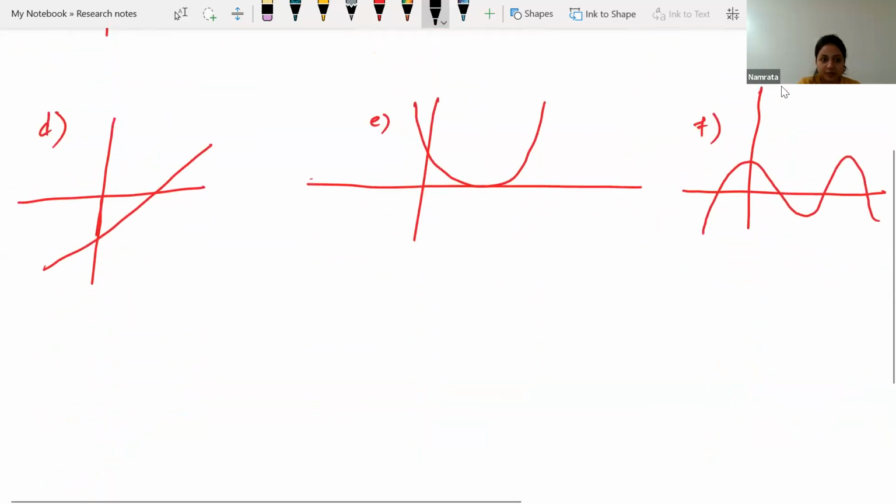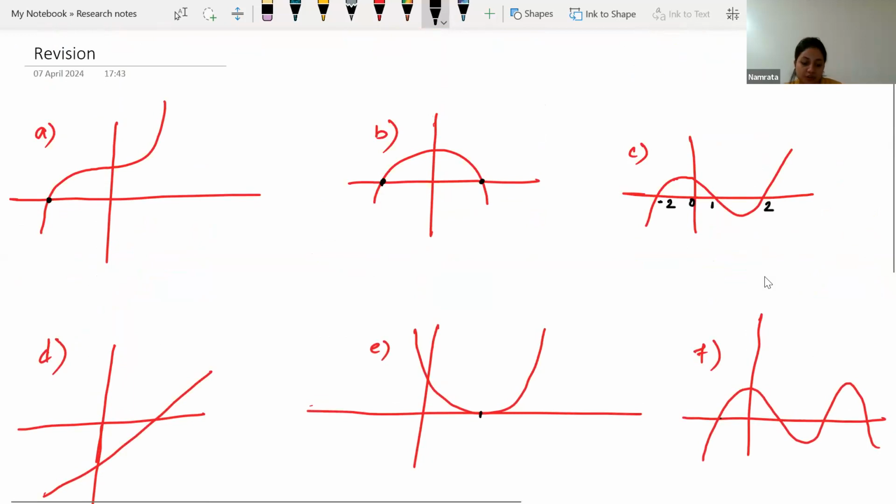Next one, 1 zero is there. For the next one, 2. Okay, yeah, this is a quadratic. There are 2 zeros and this one is the point. Next one, 4. You said 4, right? Yes. Perfect.